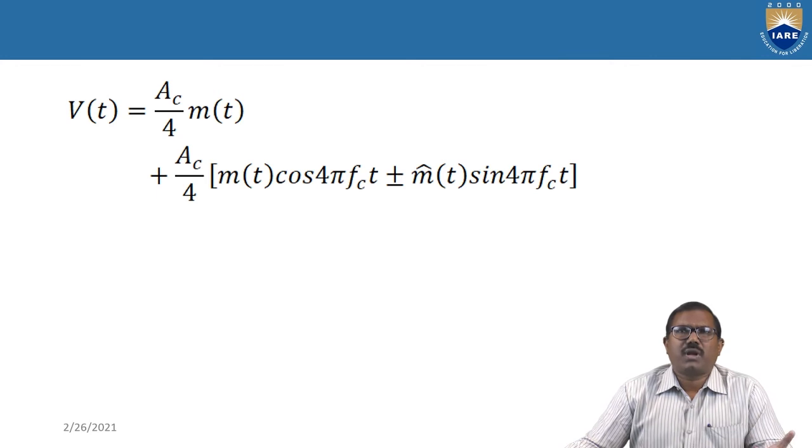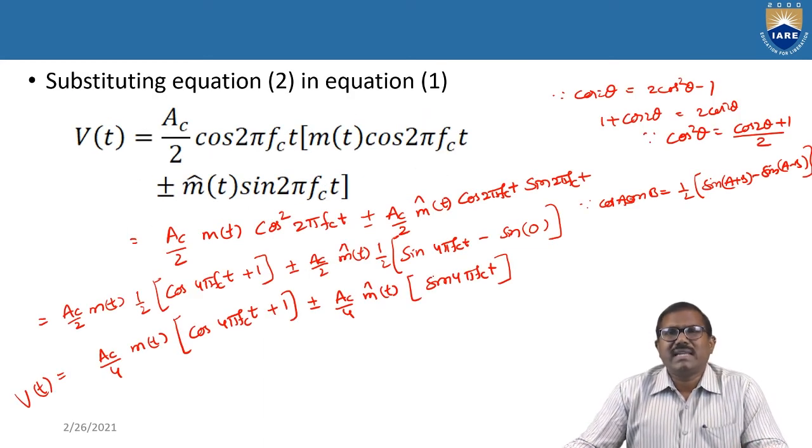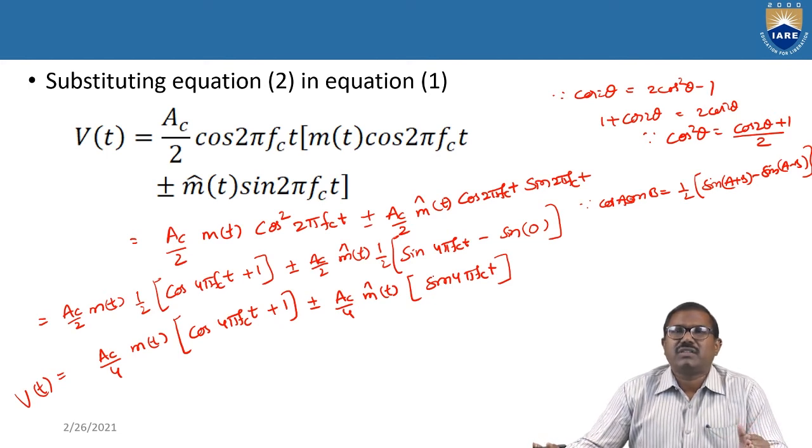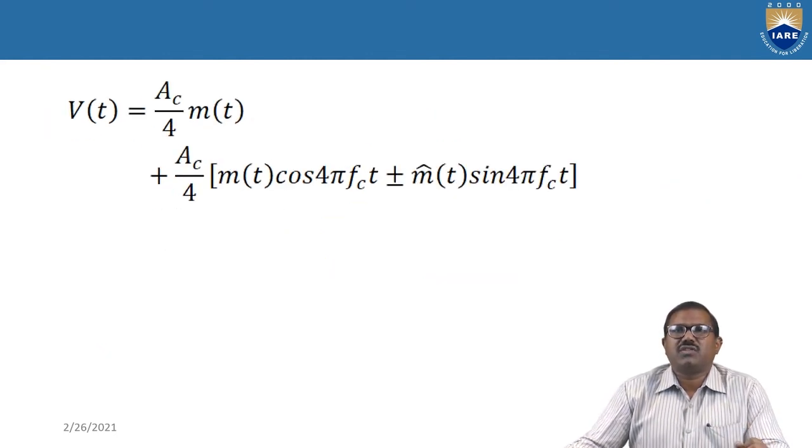And this is going to be applied to our low pass filter. Okay, so here, multiplying inside the brackets, Ac by 4 m of t into cos 4 pi fct plus 1, you get Ac by 4 m of t plus Ac by 4 m of t cos 4 pi fct plus or minus Ac by 4 m cap of t sin 4 pi fct. So this is the signal V of t, which is going to be applied to the low pass filter.